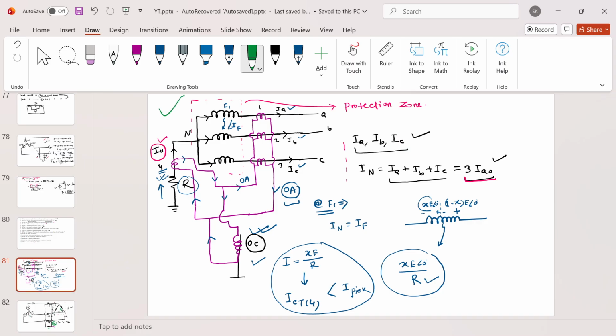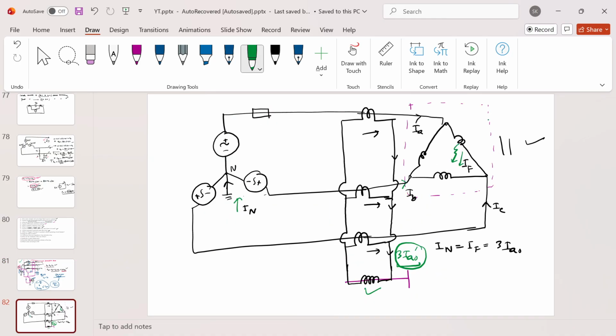Okay, this was the explanation for the star connected system, and this was the explanation for the delta connected system.